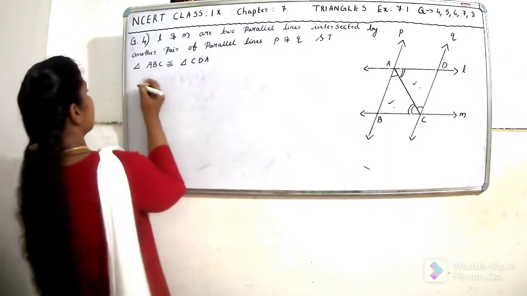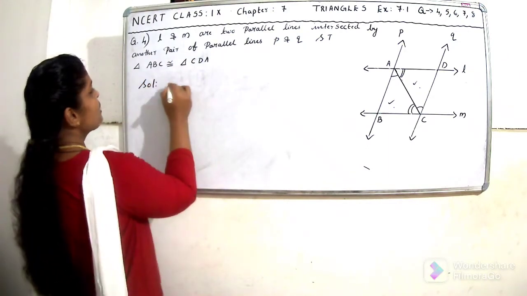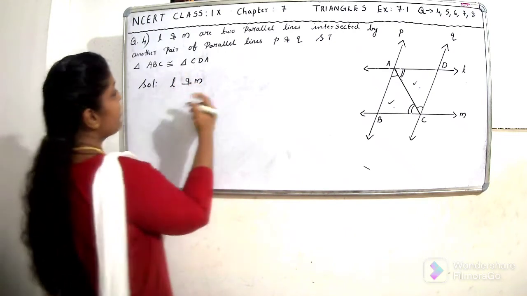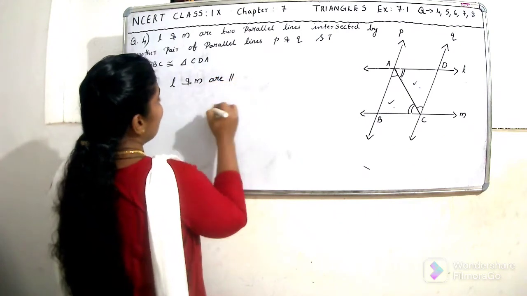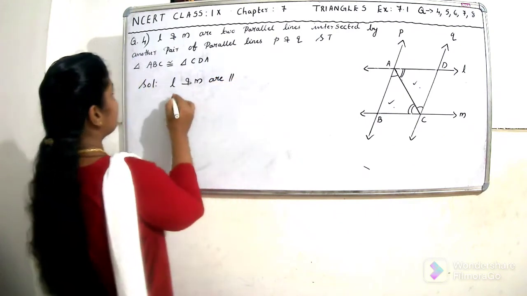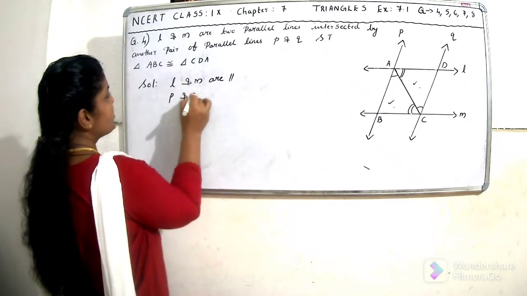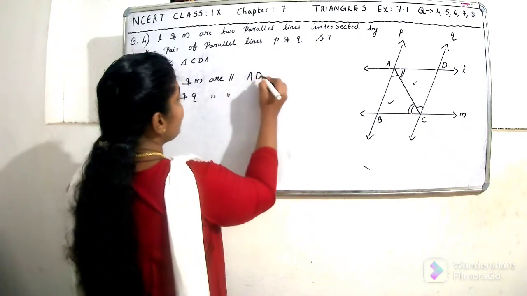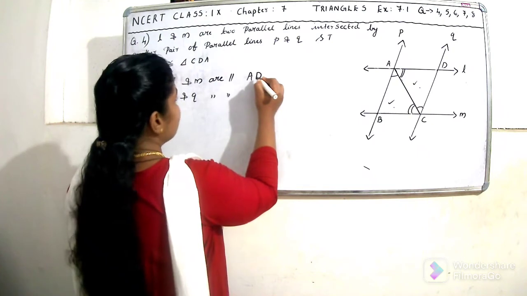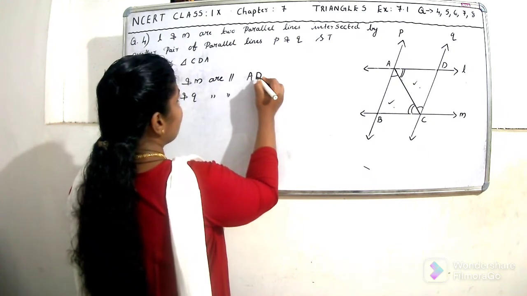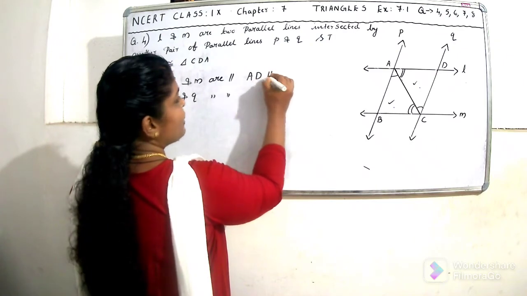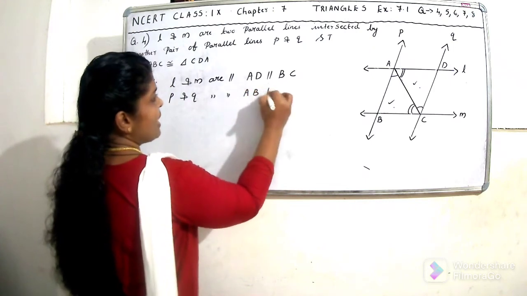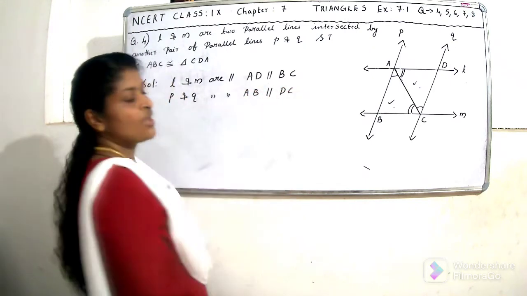So here we are considering the solution. L and M are parallel. From that, P and Q are also parallel. So from that what are we getting? AD is parallel to BC and AB is parallel to DC. These two we are getting.